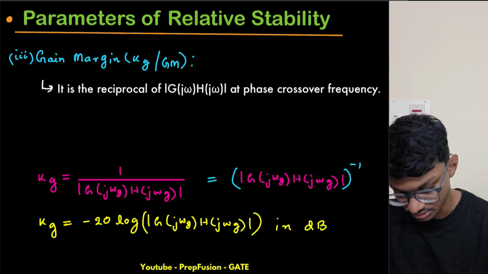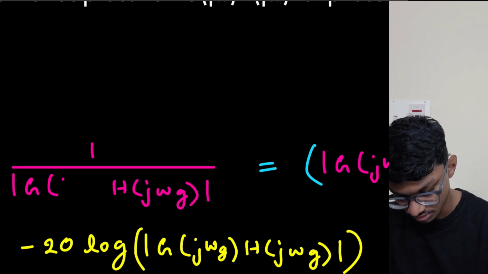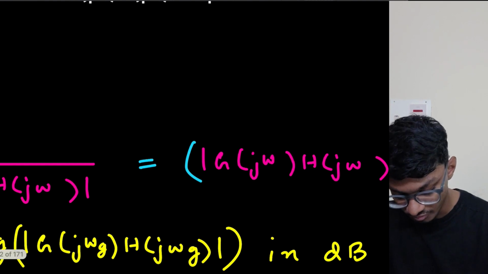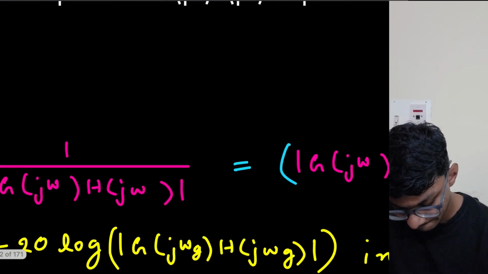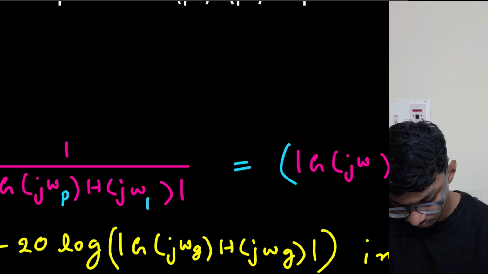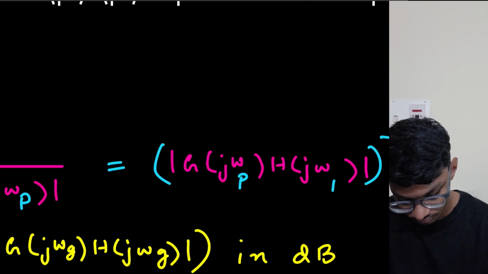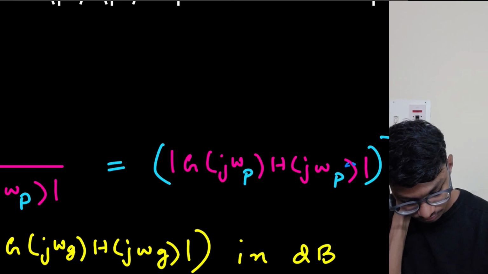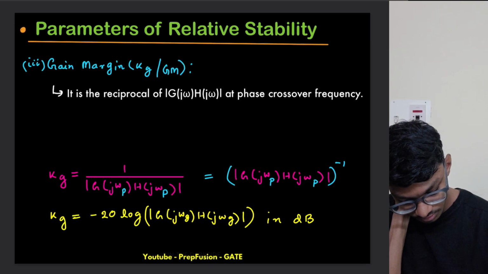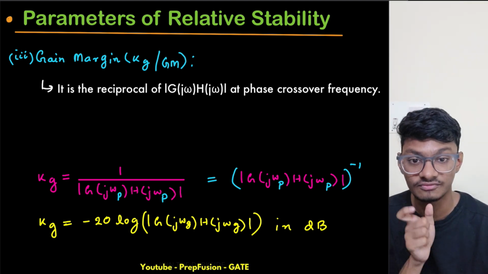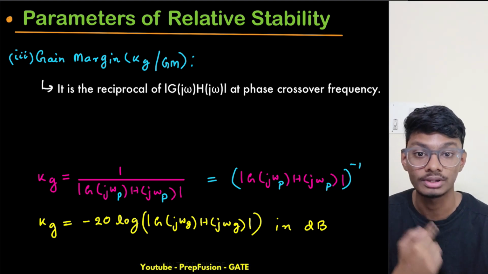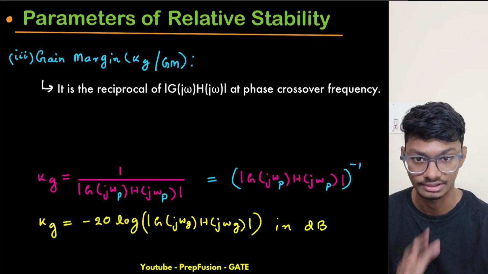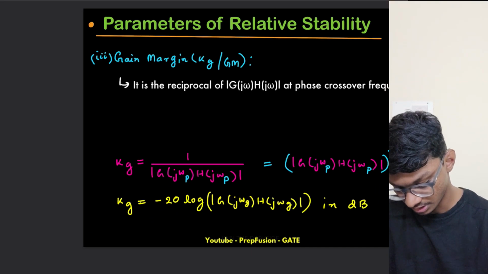Sorry, this is actually at the phase crossover frequency, not at g. Sorry, my mistake. People generally tend to make this mistake, so you have to be very careful. My gain margin is a function of the phase crossover frequency and not the gain crossover frequency. Generally there is a bit of confusion and students tend to get confused.